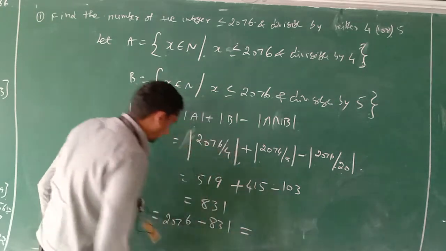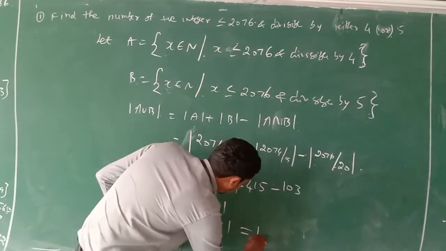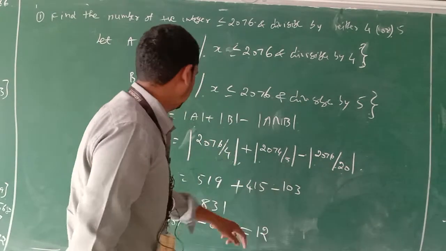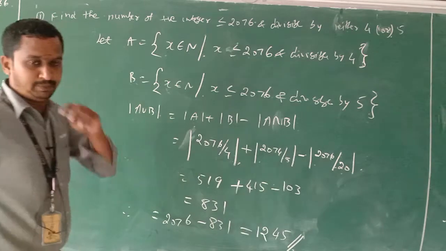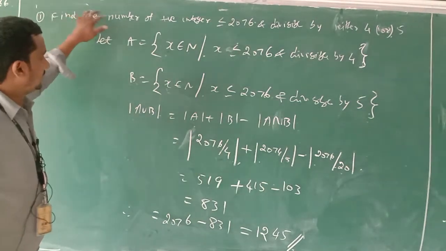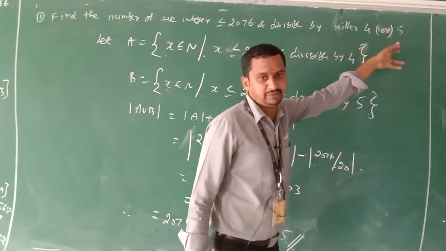So we get the answer: finally, the number not divisible by 4 or 5 is 1245. This is a simple problem. Find the number of positive integers less than 2076 and not divisible by 4 or 5.